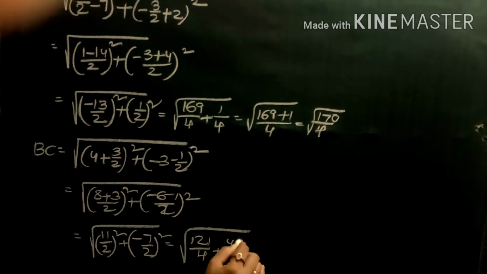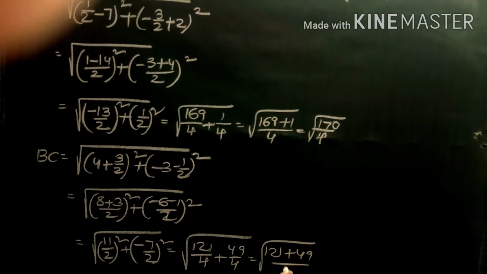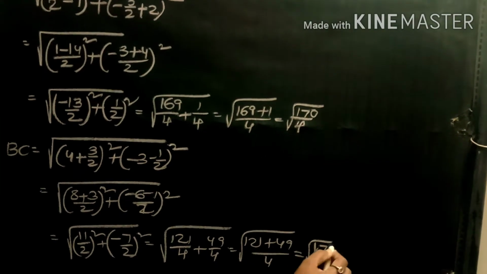This is the square root of 121 by 4 plus 49 by 4. Taking 4 LCM, 121 plus 49 by 4 is equal to root 170 by 4.